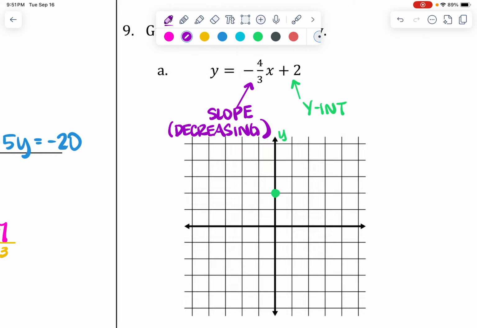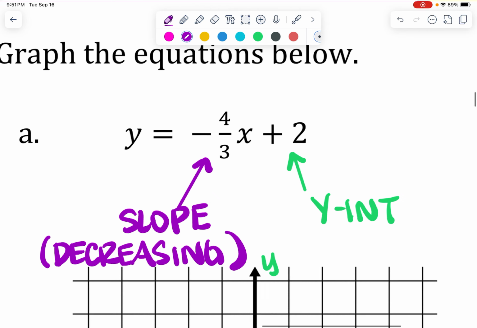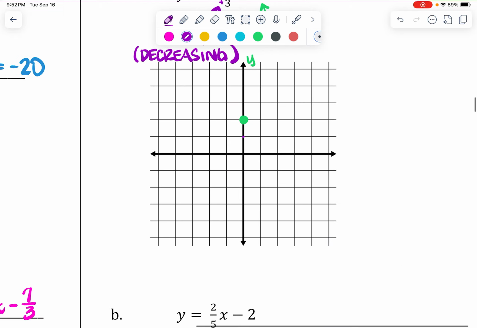And then a slope of negative 4/3. Please remember, the negative goes only with the top number. This 3 down here is a positive. Okay, negative 4 over positive 3. So we're going down 4, 1, 2, 3, 4, but then right 3, 1, 2, 3. And this is where we land. And that is our line. Okay, and it's decreasing. Yay.